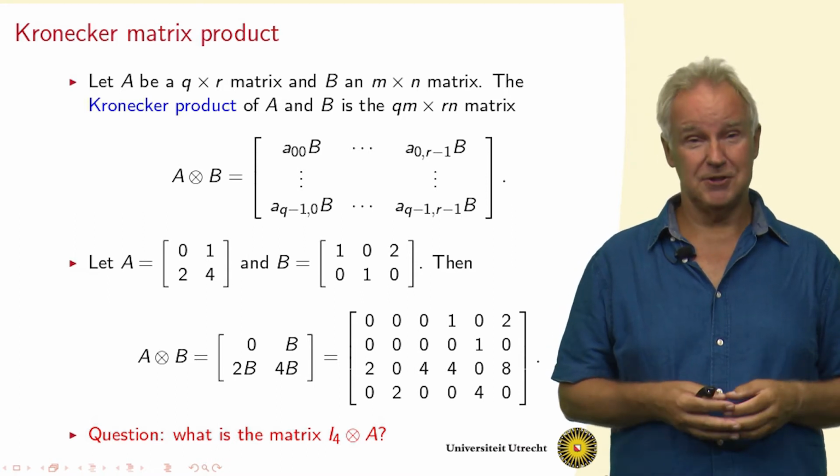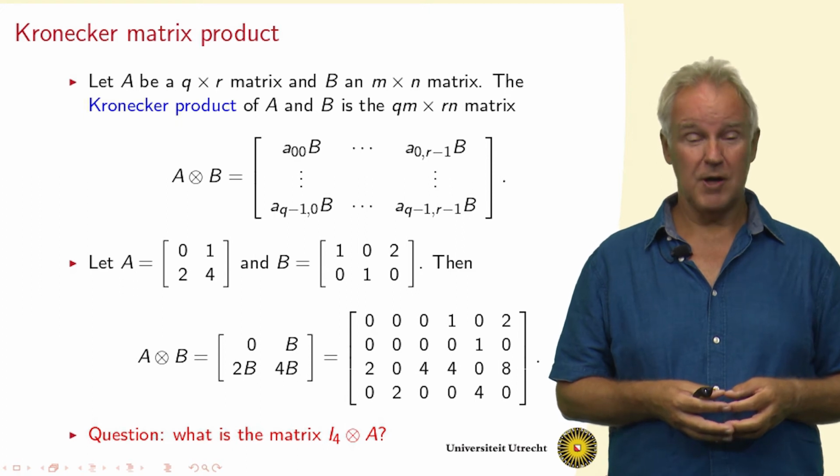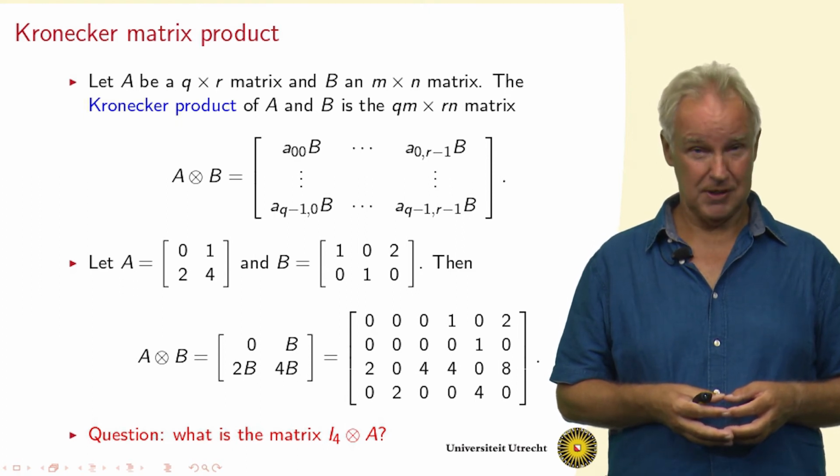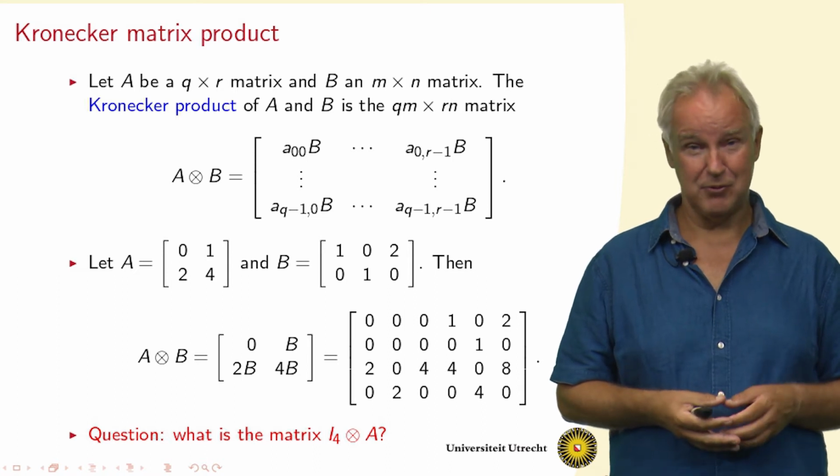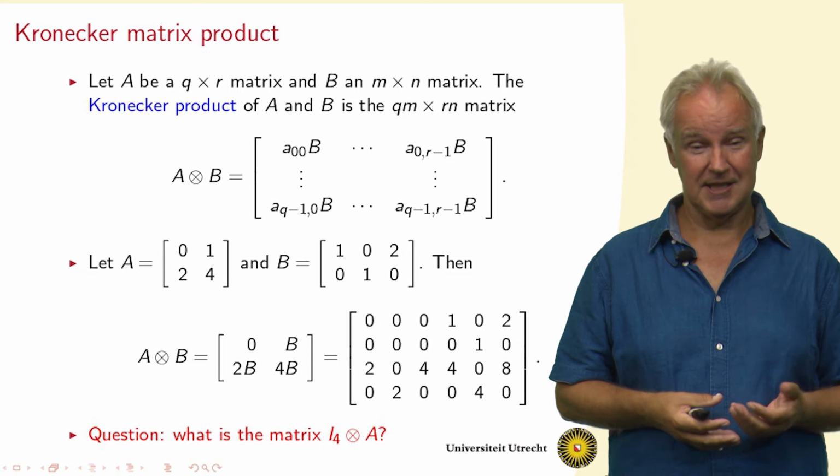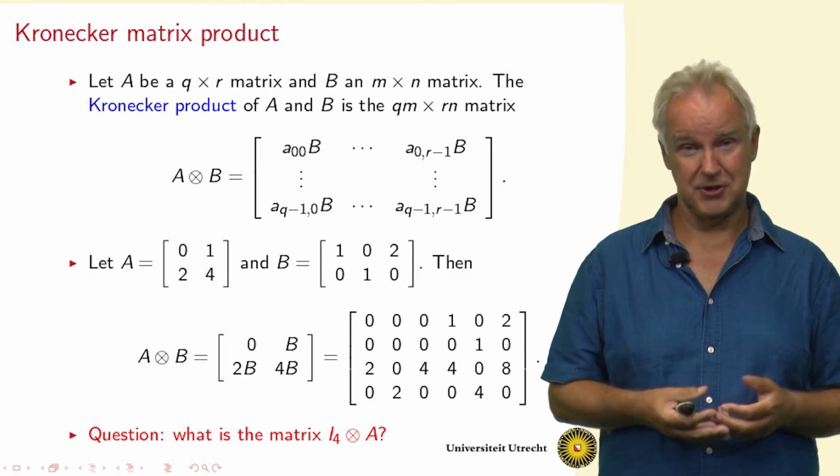So I have a question for you. What is the matrix I4 Kronecker A? Well, I4 is the 4 by 4 identity matrix, and A is the matrix 0, 1, 2, 4 that we just saw.